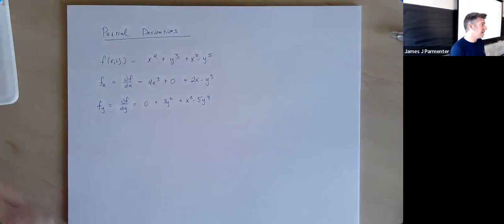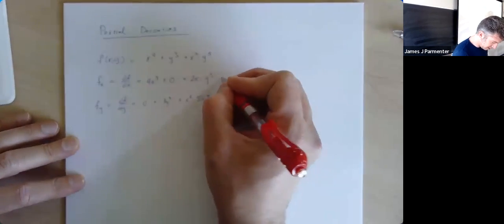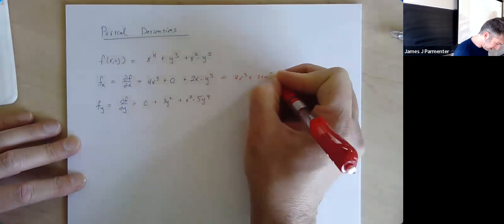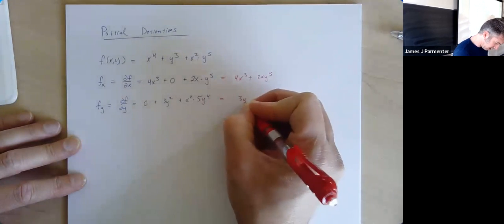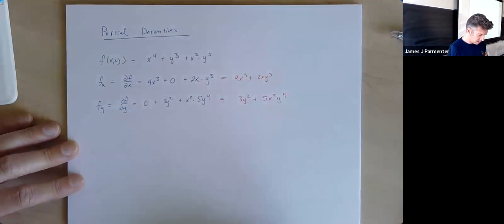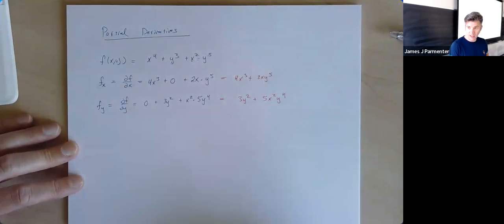Yes. Should we? Yes, if we're going to take subsequent derivatives, like the second partial derivatives, then yeah. Not that there's really much to do here, but we can write this as 4x cubed plus 2x y to the fifth. We can write this as 3y squared plus 5x squared y to the fourth. And we can take the second partials.